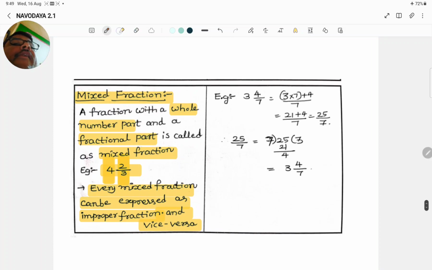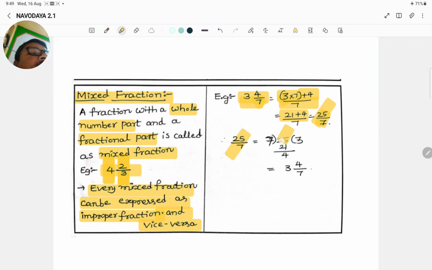Observe, 3 4/7. 3 is the whole number part, 4/7 is the fractional part. Here 7 into 3, plus 4, divided by 7. 3 into 7 is 21, plus 4 by 7, 25/7. Here 25/7 is nothing but an improper fraction. I want to convert it into a mixed fraction.